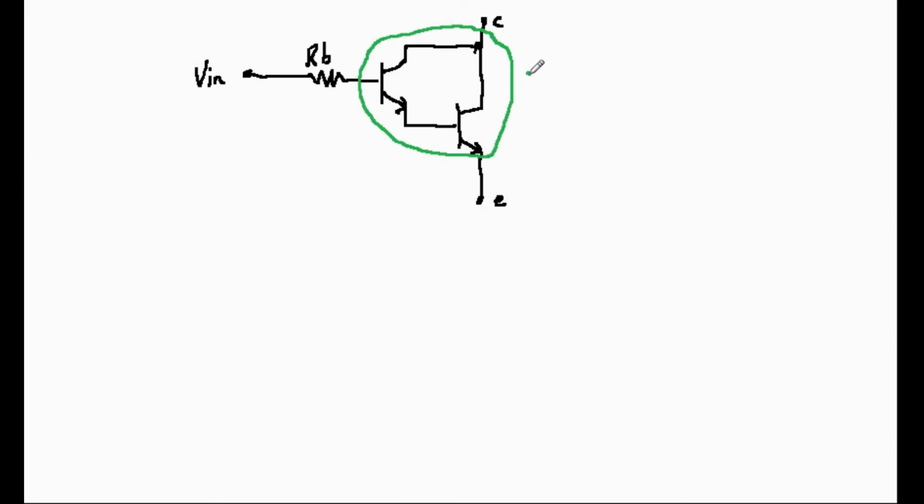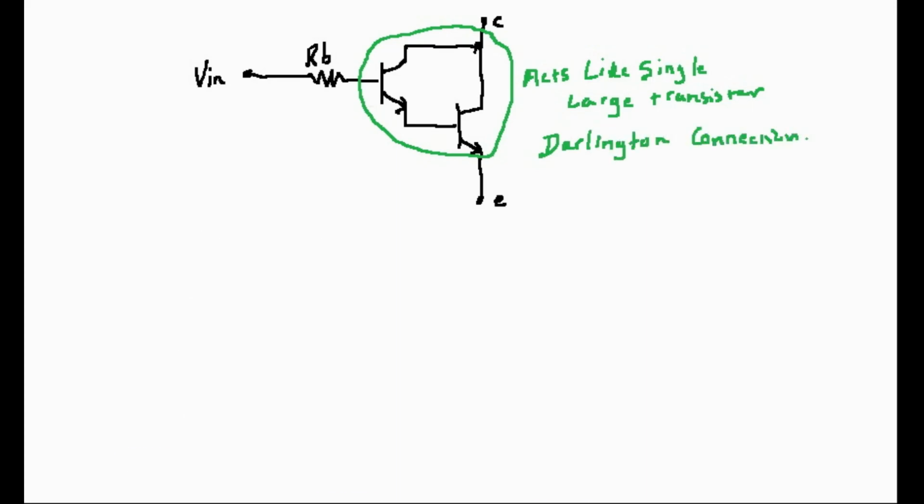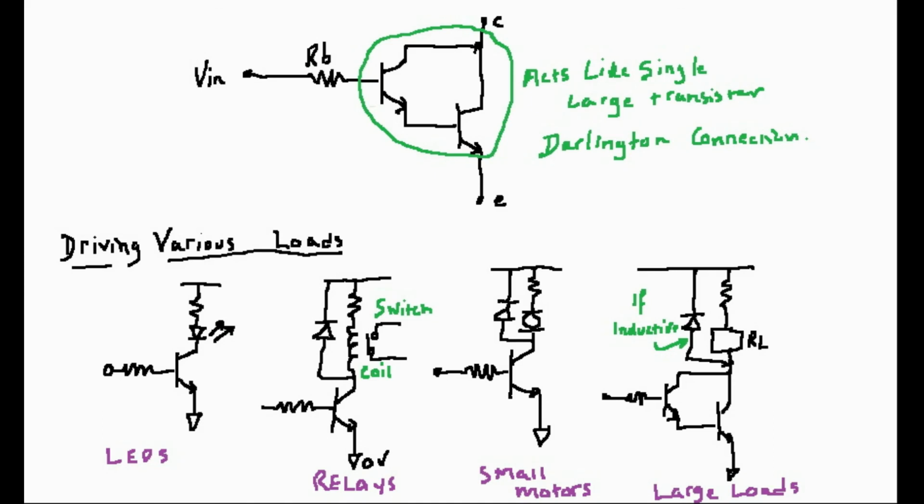Driving large loads like a big motor can be problematic because large transistors have a low value of beta, which means large base currents, and these may be difficult to supply. In this case, we can use a pair of transistors, a small one driving a large one as shown in the diagram on the screen. This connection type is called a Darlington pair, and we'll discuss it more in the next video.